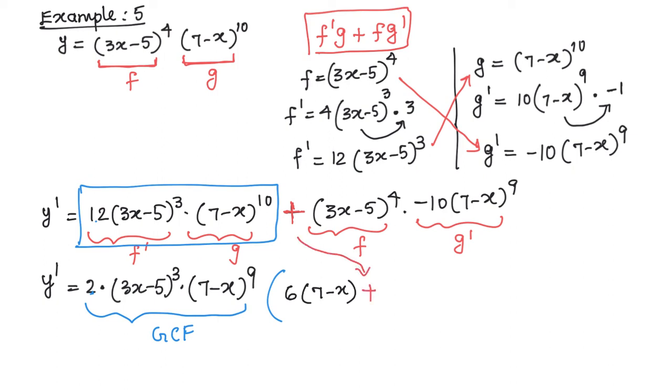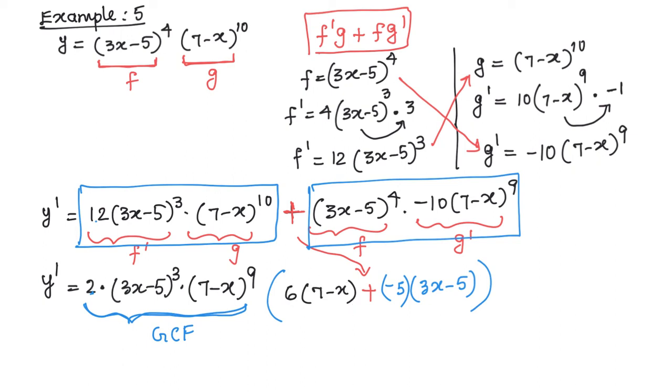Then the second term also, divide the second term. So this is the second term, divide that by the GCF. Negative 10 divided by 2, negative 5. 7 minus x power 9. These two factor will cancel. This one while dividing, 4 minus 3, that is 1. Only one of the factor will be left. Now distribute the 6, distribute this negative 5 and add or subtract the like terms.